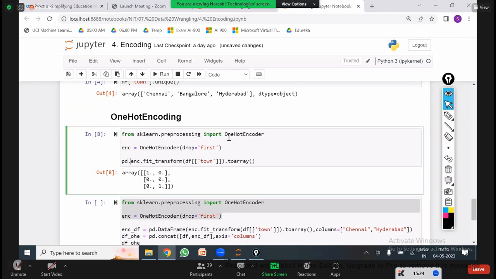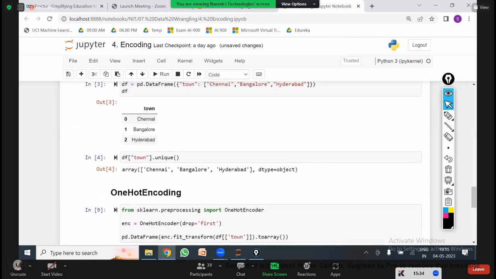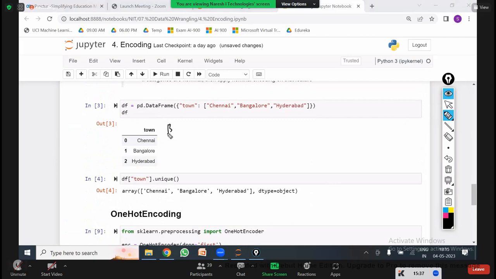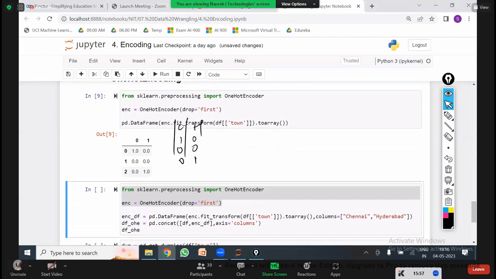pd.DataFrame. I'm going to write pd.DataFrame. Now I'm going to get a data frame like this. Now as I've told you earlier, what is this? First one is Bangalore, Chennai, Hyderabad, where Chennai is 1, remaining is 0, Bangalore is 1, remaining 0, Hyderabad is 1 and remaining 0, out of which the first one you are dropping. Now if you drop the first one, Chennai is 1 0, Bangalore is 0 0, Hyderabad is 0 1. Can you see the same answer here? That is 1 0 0 0 0 and 1.